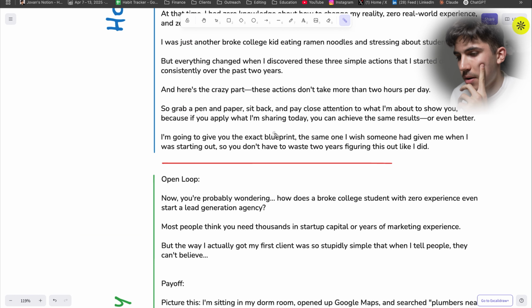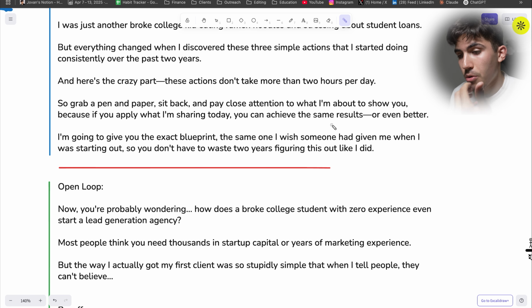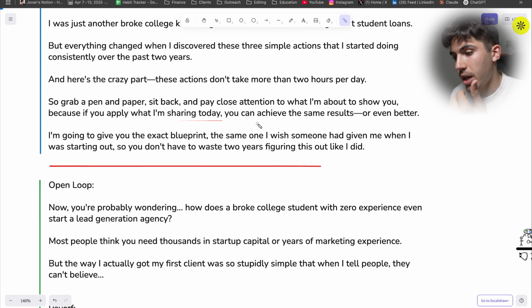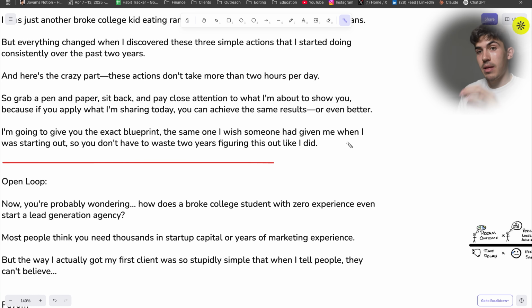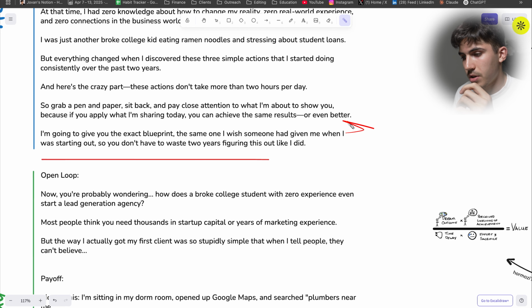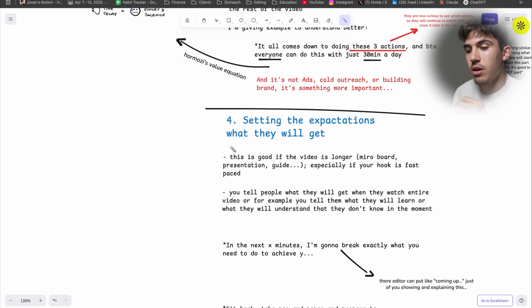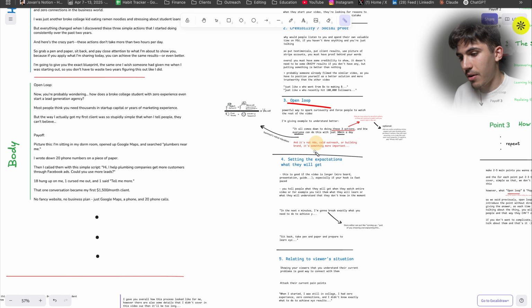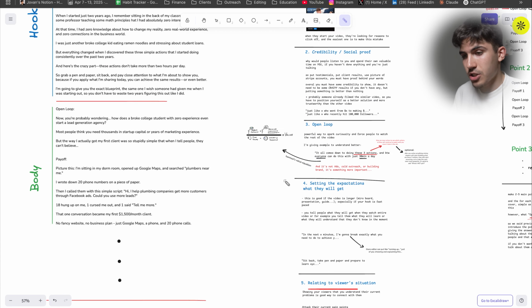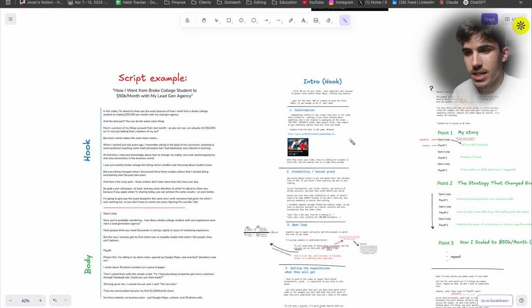And lastly, I put there, so grab a pen and paper, sit back and pay close attention to what I'm about to show you, because if you apply what I'm sharing today, you can achieve the same results or even better ones. I'm going to give you the exact blueprint, the same one I wish someone had given me. And for these 2 sentences, we implemented setting the expectations for the whole video. So you can exactly see that all these principles are easy to implement. And I actually made this hook by implementing all those things. Pretty much this is it for the hook.